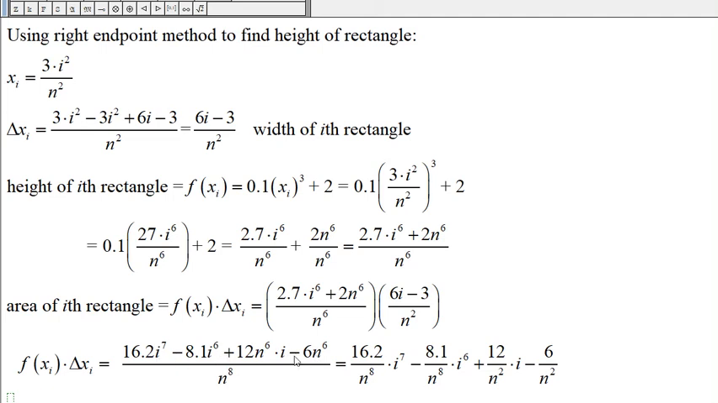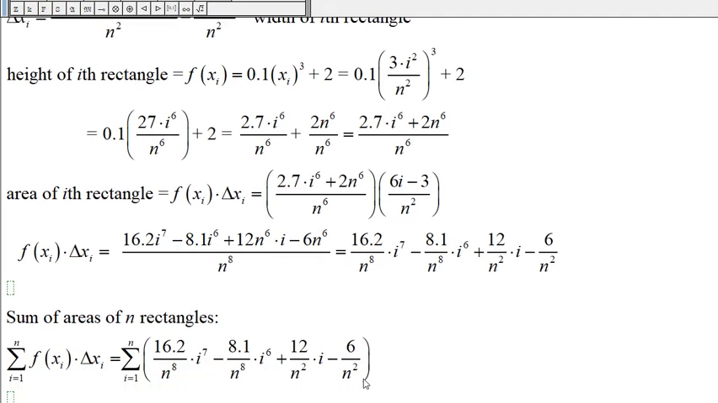And now let's separate these terms. So this will be the same as 16.2 over n to the eighth times i to the seventh, and minus 8.1 over n to the eighth times i to the sixth. And then right here we have 12, and n to the sixth divided by n to the eighth, we get n to the second, and then this is times i. And then 6n to the sixth divided by n to the eighth is 6 over n to the second. And so this right here is the area of the ith rectangle in terms of n.